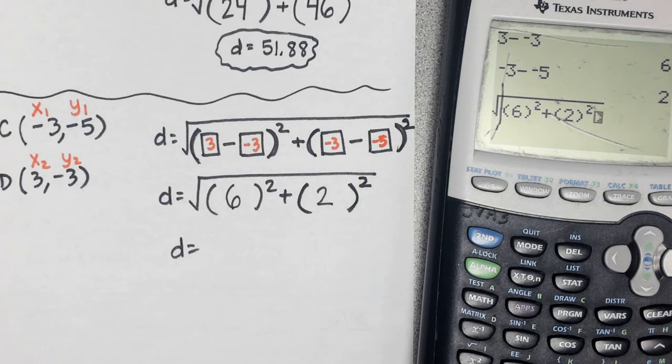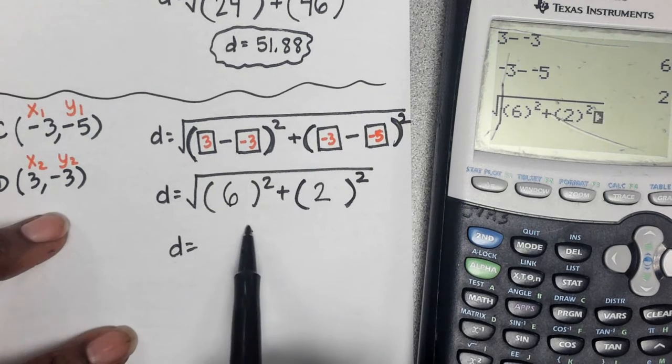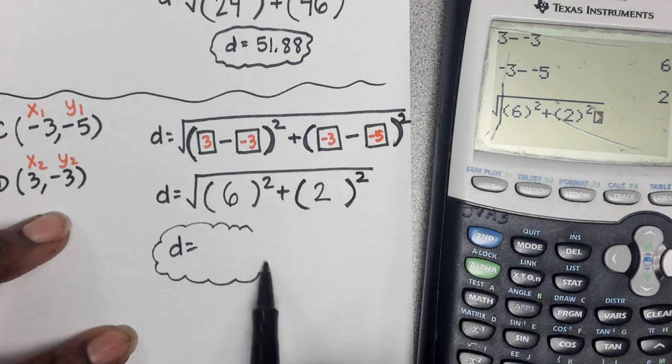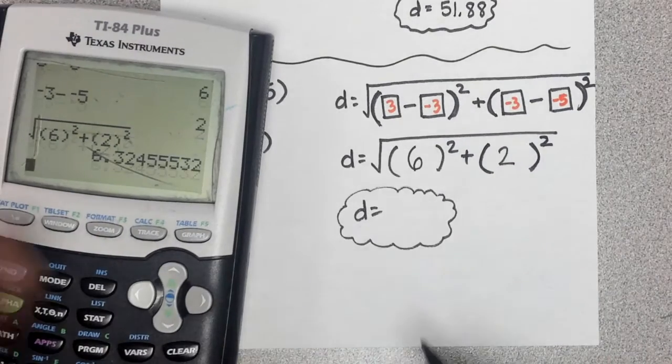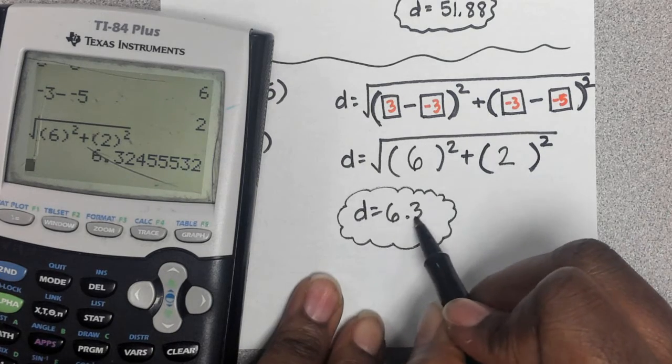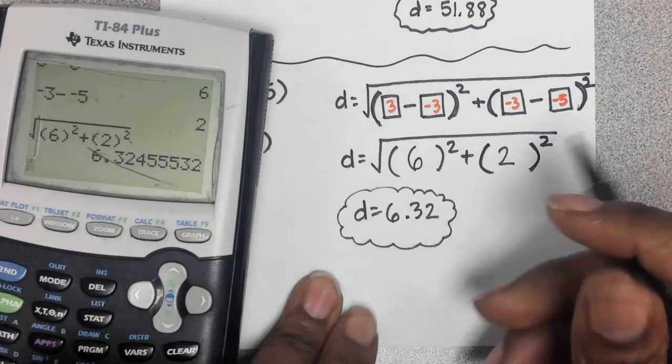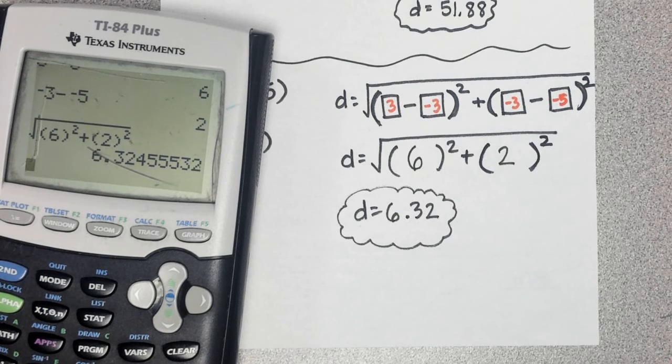Hopefully you're trying it before I do so you can see what the answer is. I'm trying to give you a second if you hadn't done that yet before I press enter. And the answer I'm getting is 6.32 for the distance for that one. And that is the end of this video.